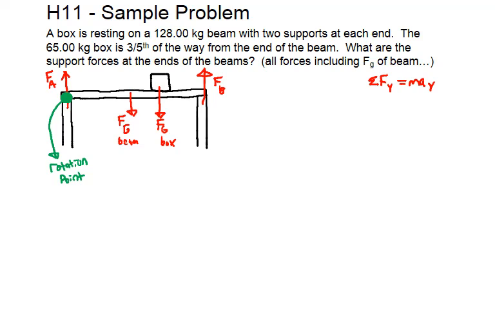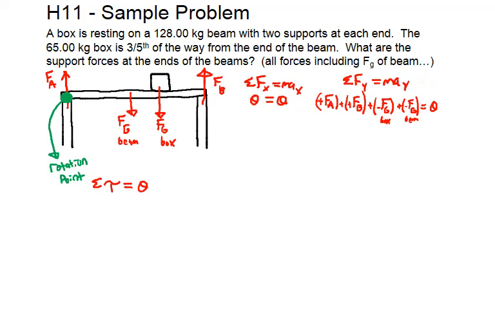So let's set up the sum of the forces in the y. There's no forces in the x, right? The force in the y, positive FA plus positive FB plus negative force of gravity of the box plus negative force of gravity of the beam equals 0. So that's one equation that we can use. And the x, again, there's nothing that we can use there.